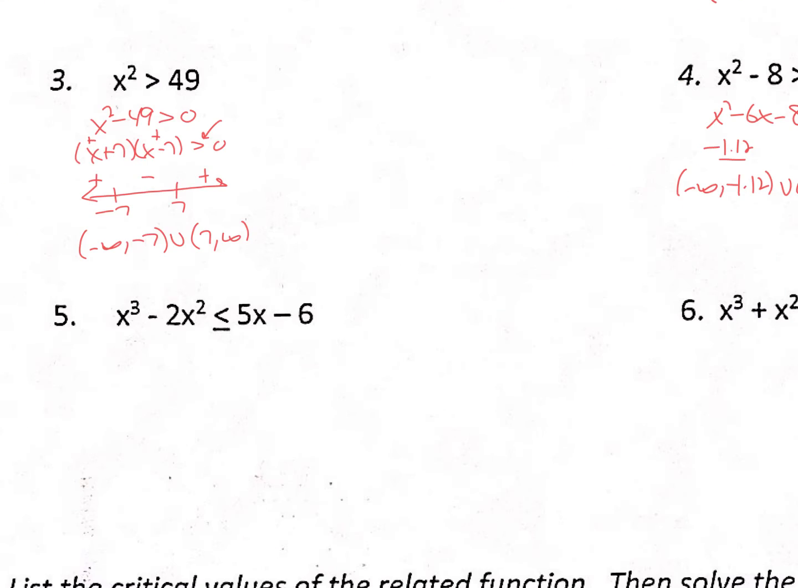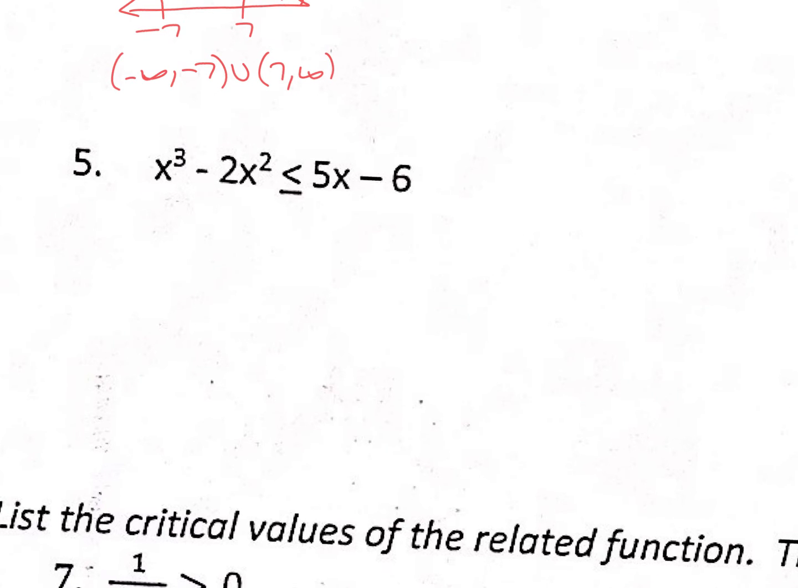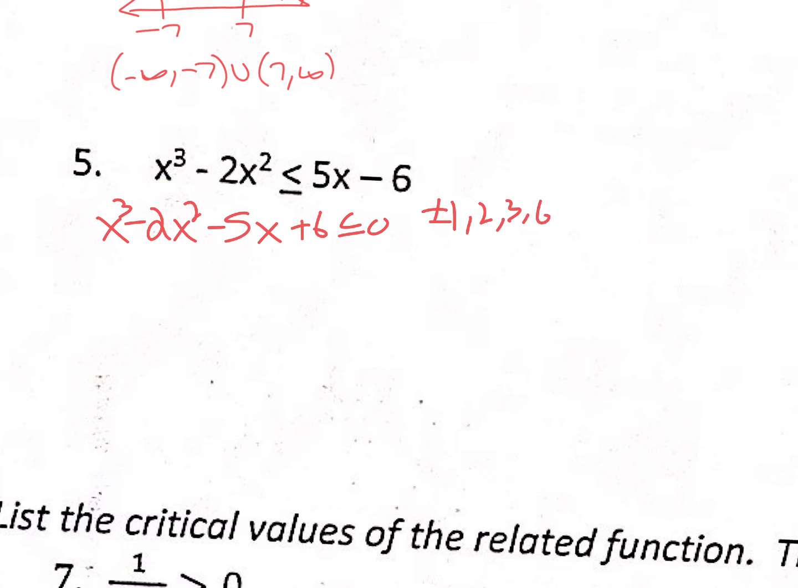All right, let's go to 5. Move everything over. First of all, when I'm looking at 5, I'm kind of thinking, well, maybe I can factor by grouping. But then when I look at the coefficients, I got like 1, 2, and 5, 6. That's just not going to work. So I'm going to make a little list here. 1, 2, 3, and 6, all plus or minuses.